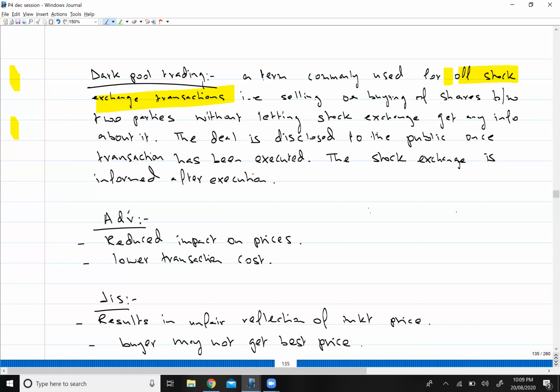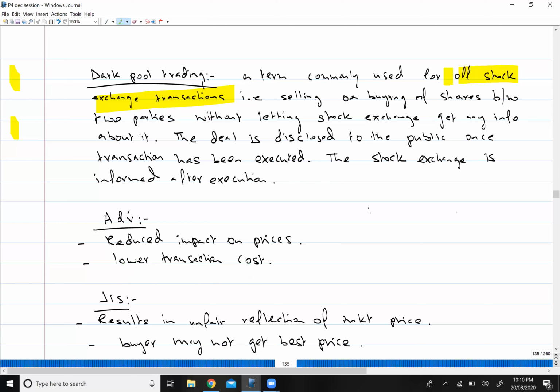Now let us discuss the advantages and disadvantages. In the advantages, I have mentioned that there will be reduced impact on prices, right? So there will be no artificial movement in the prices, because that transaction is actually taking place off the stock exchange. So there will be less volatility in the share prices due to the different perceptions.